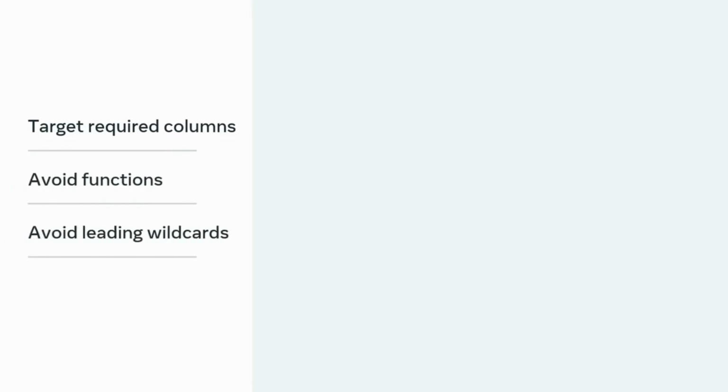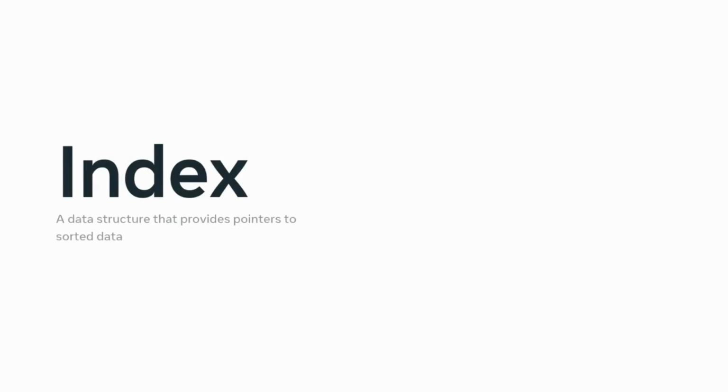During this lesson, you also learned how to implement different optimization techniques on select queries, including targeting only required columns in your select clause, avoiding the use of functions in predicates, and avoiding the use of a leading wildcard in predicates. You also learned to use inner join where possible, and make use of distinct and union clauses only when necessary. And you also explored the use of indexes to help maintain pointers that lead to sorted data.